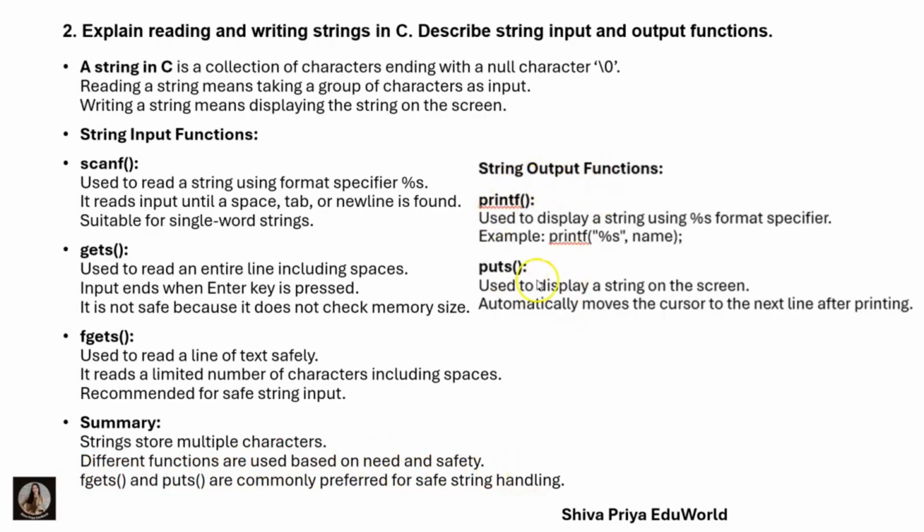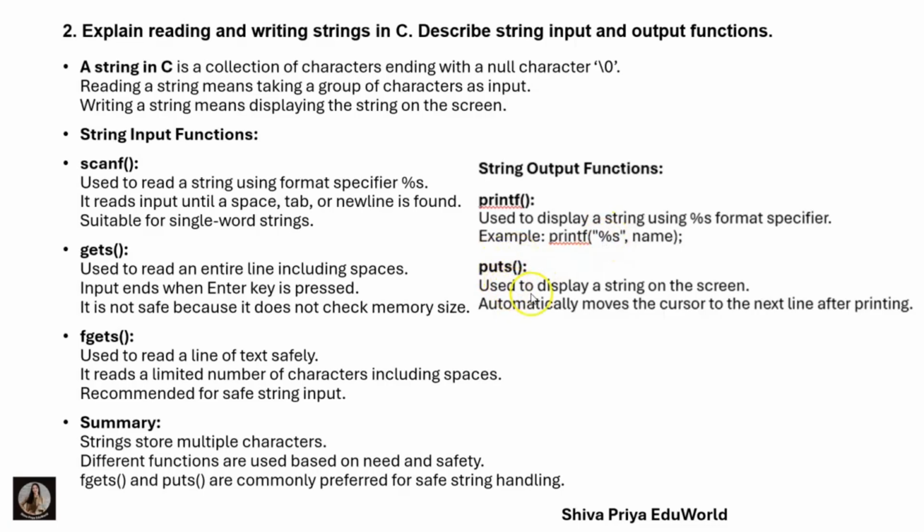Clear? Let us see string output functions: printf and puts. Printf is used to display a string using the %s format specifier that I have told you. %s, %d are all format specifiers. For example, inside printf you can see a format specifier based on the data type. If it is a string, it will take %s. If it is an int, it will take %d. If it is a float, it will take %f. Clear? This is what printf does. It will display the string using a format specifier.